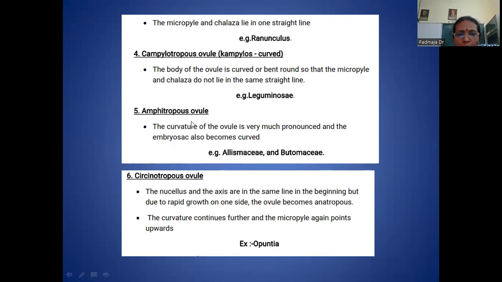In the amphitropous ovule, the curvature of the ovule is very pronounced, and the embryo sac becomes curved. Here, a horse-shoe shaped structure of the embryo sac is seen in the amphitropous ovule, in Alismataceae and Butomaceae. And the circinotropous ovule: here the funicle forms like the spring of a watch. It is seen in xerophytic members like Opuntia. And these are the 6 types of ovule.